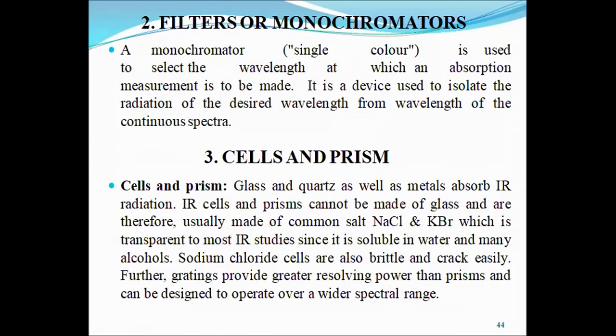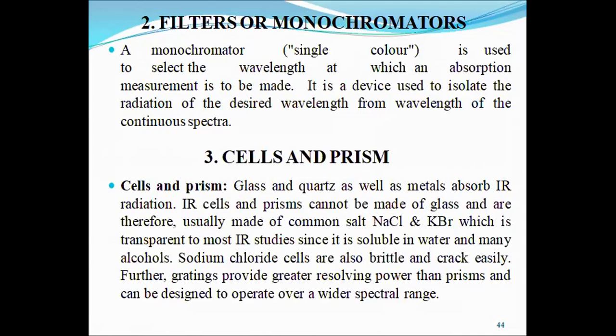The next part is cells and prism. The glass and quartz are well suited metals for IR radiation. IR cells and prism cannot be made of glass, because why? The glass and quartz as well as the metals, they are not suitable actually. Why are they not suitable?